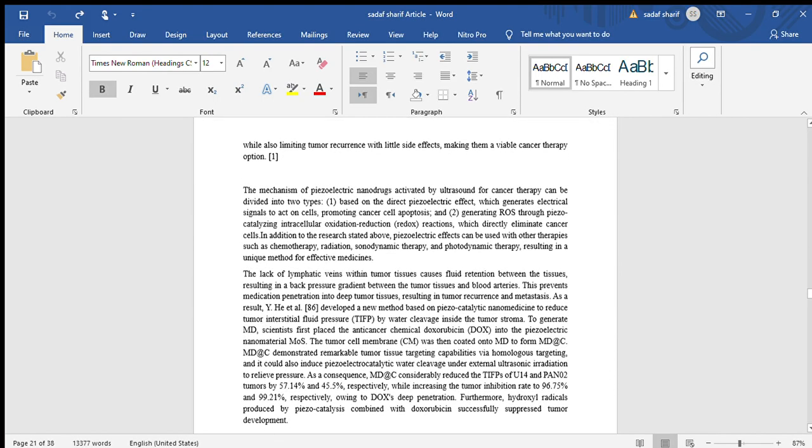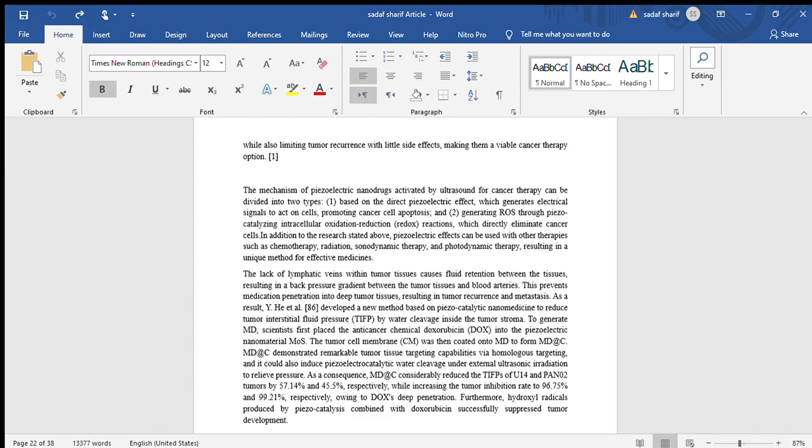Now we'll see that the mechanism of piezoelectric nanodrugs activated by ultrasound for cancer therapy can be divided into two types. The first one is the direct piezoelectric effect, which generates signals to act on the cell, promoting cancer cell apoptosis, generating ROS through piezoelectric catalyzing intracellular oxidation reduction, which directly eliminates the cancer cells. In addition, research states that the piezoelectric effect can be used with other therapies such as chemotherapy, radiation therapy, photodynamic, and others.